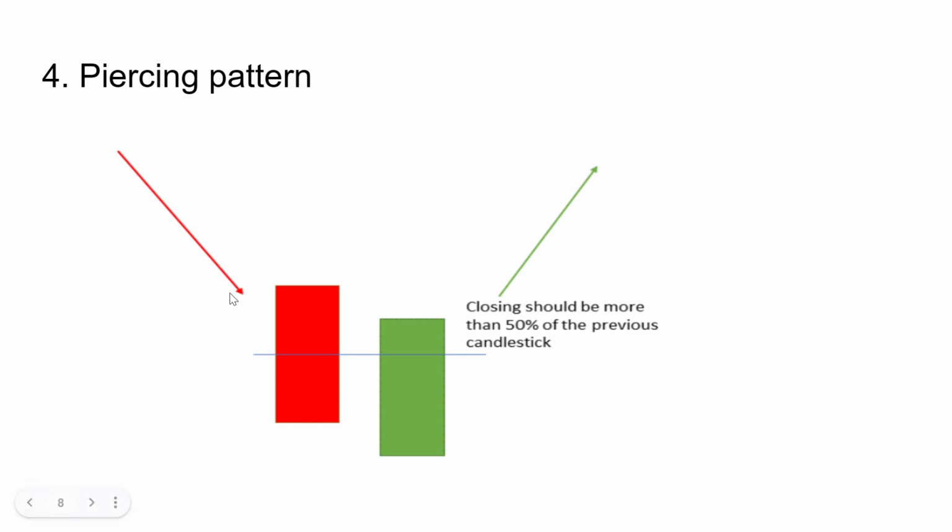The next is the piercing pattern. In the piercing pattern, when a downtrend is going on, you have a red candle followed by a green candle, and this green candle opens below the bottom of the red candle but closes more than 50% into the red candle. That is the piercing pattern. This is a multi-candlestick pattern formed by two candles. When you see this formation at the bottom, you can start buying by keeping the stop loss at the bottom, right?